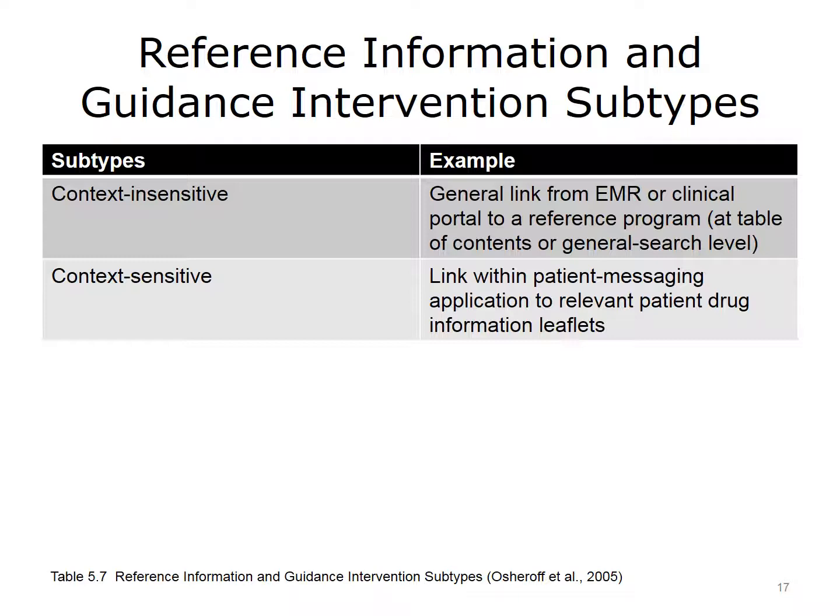Address recognized information needs of patients and clinicians is a benefit of the CDS intervention type, reference information, and guidance. The subtypes and examples, as summarized by Asheroff et al., are shown in Table 5.7. Row 1 lists the subtype of context-insensitive with the example of a general link from EMR or clinical portal to a reference program at table of contents or general search level. The second row identifies the subtype of context-sensitive and link within patient messaging application to relevant patient drug information leaflets as its example.